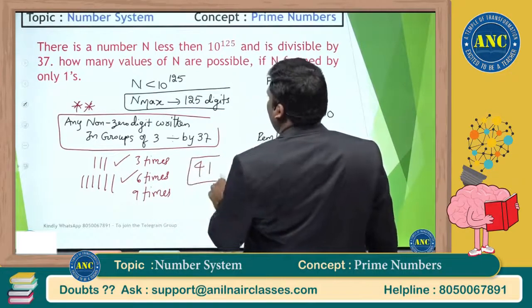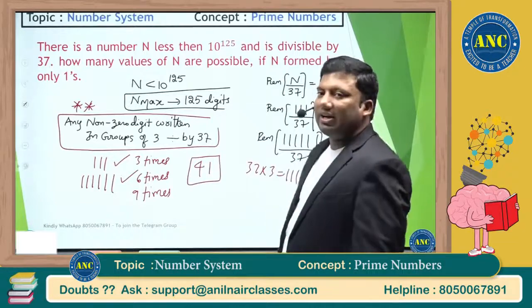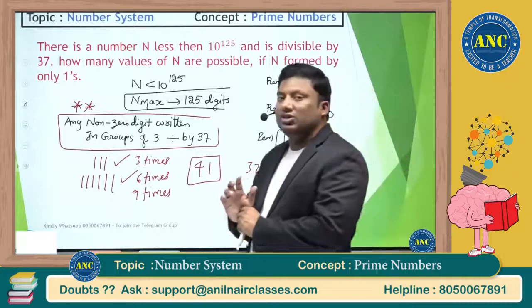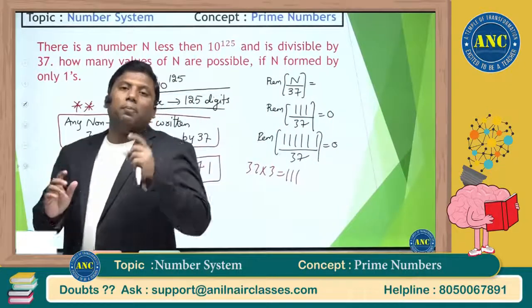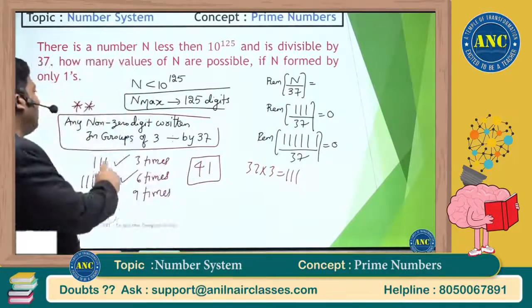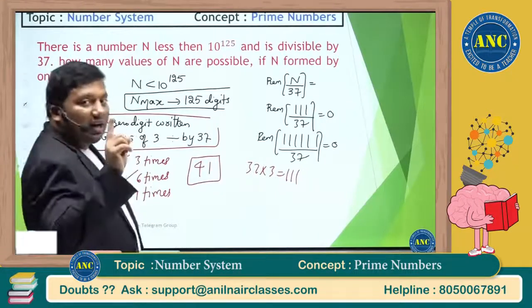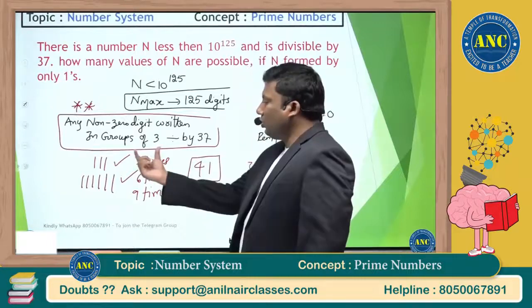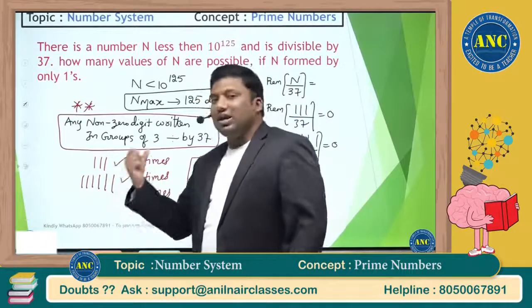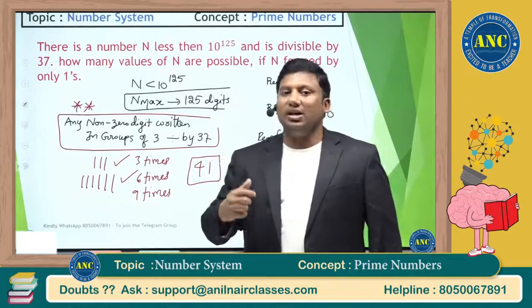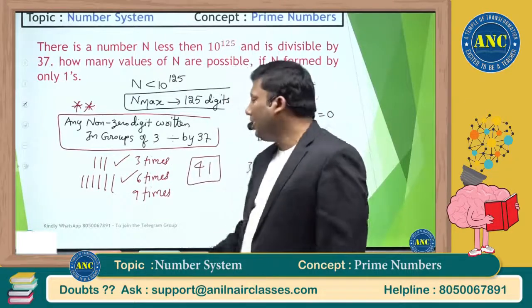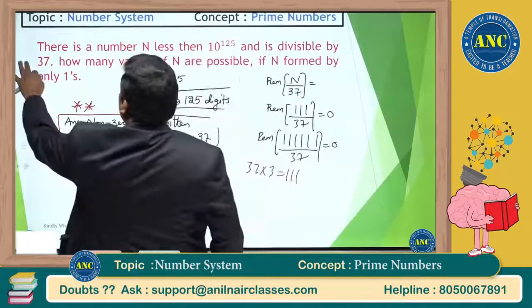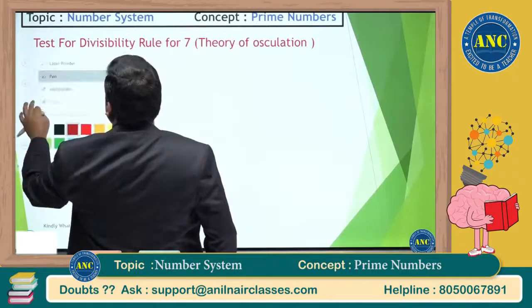125 by 3. The answer is, how many values can n take? 41. In a hurry, do not say that the answer is 3. That is the important property for 37. Any non-zero digit written in groups of 3 is always divisible by 37. So 3 times it is divisible, 6 times, 9 times, 12 times, up to 123 times it is divisible. I hope the idea is clear.